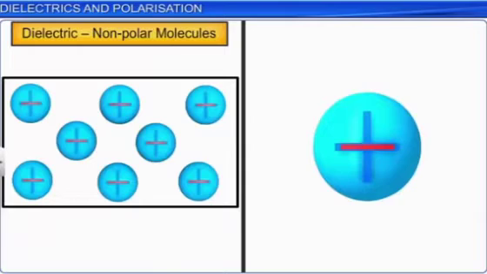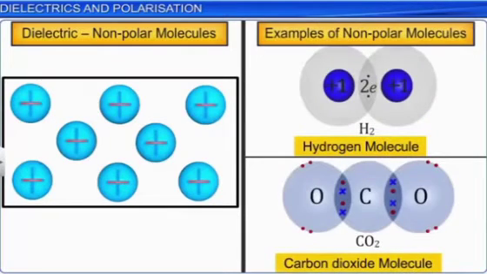Non-polar molecules are those which do not possess a permanent dipole moment like the polar molecules. Hydrogen and carbon dioxide molecules are examples of such non-polar molecules. In such molecules, the average centers of the positive and negative charges coincide. Hence, they do not possess an electric dipole moment in the absence of external electric field.